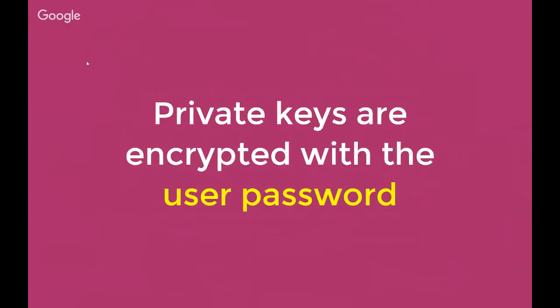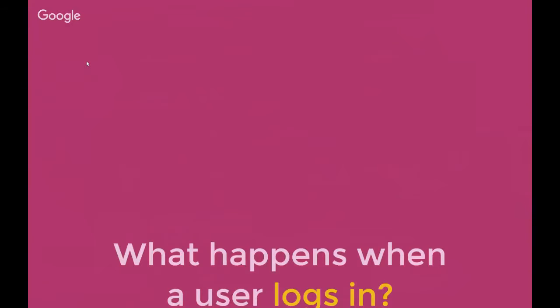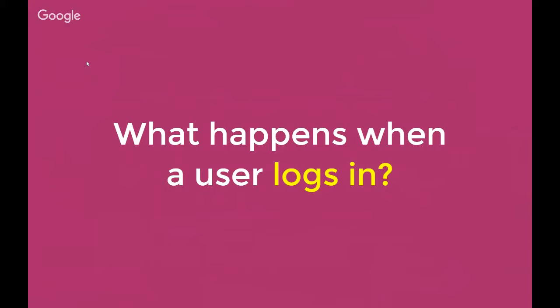So the secret here is that private keys are encrypted with the user password. But the problem is we only have access to the user password when the user logs in. This is the only moment we have it. It's when the user submits the login form, then we get the clear text user password. So let's see what happens when a user logs in.